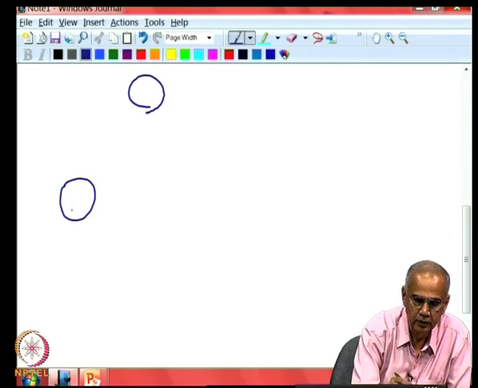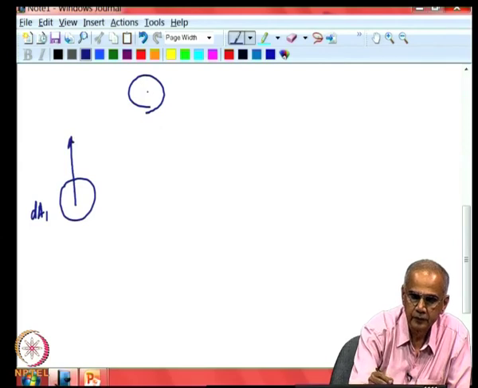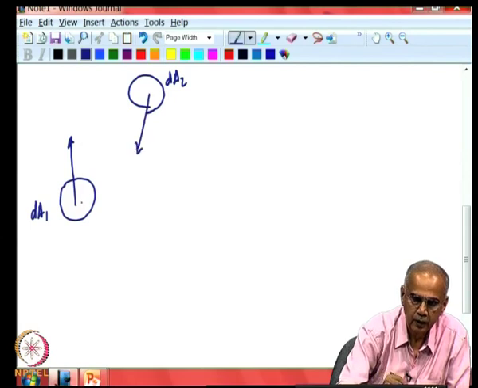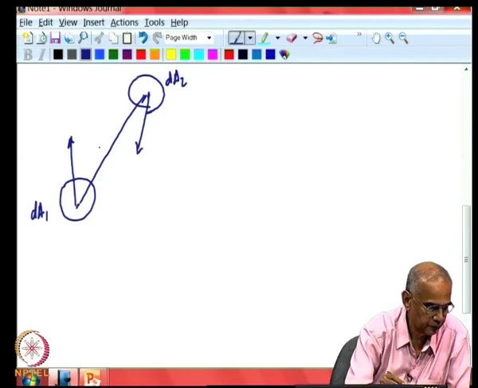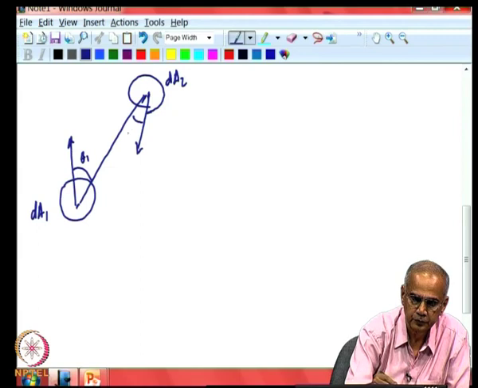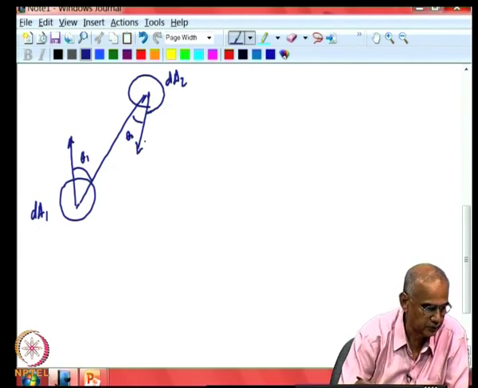So, let us call this surface dA1 with a normal, and this surface dA2, which has a certain normal. The line joining them is your distance s, and this is theta 1 and that is theta 2. So, these are the angles between the line joining these two surfaces and the normals of these surfaces.